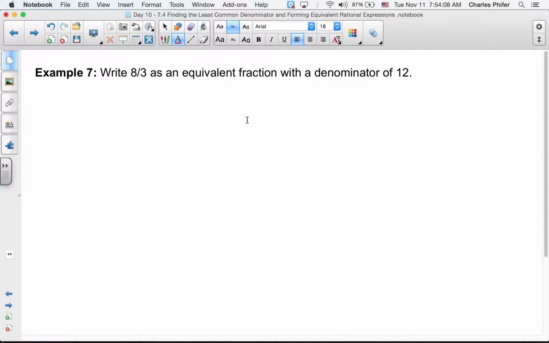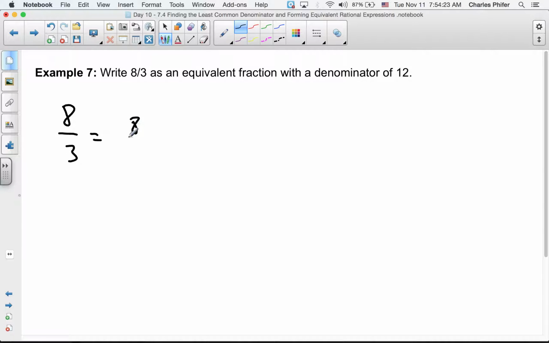So in example 7, we want to write 8/3 as an equivalent fraction with a denominator of 12. Okay, so let's see how this flows. We have 8/3, but this is the same as 8/3 times 1. So we just want to multiply by 1, but we want to multiply by 1 in a form so that the denominator becomes 12.